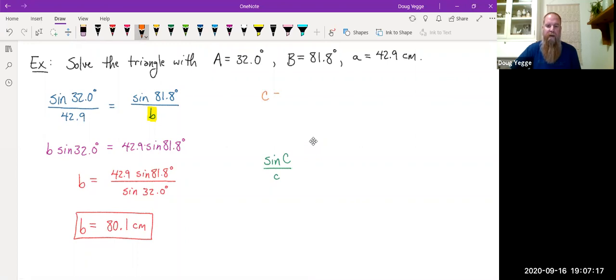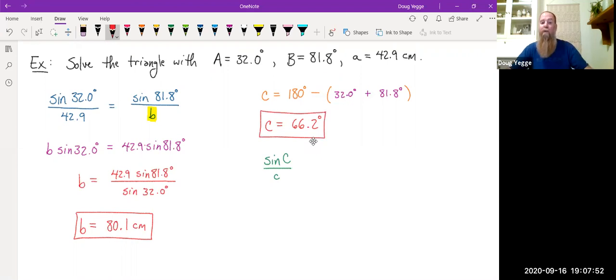We should remember that C is equal to 180 degrees minus the sum of the other two angles. So since I already know these angles are 32.0 degrees and 81.8 degrees, the sum of all three angles has to be 180 degrees, and therefore we know angle C. Use our calculator here, and that's going to give us 66.2 degrees. Great, so now we know all three angles: angle A, angle B, and angle C. And so the only thing we don't know is side C.